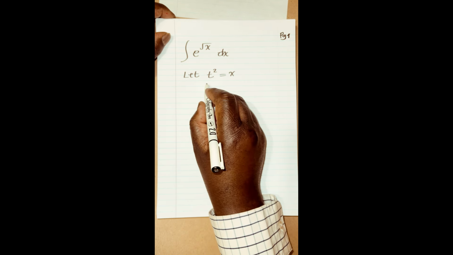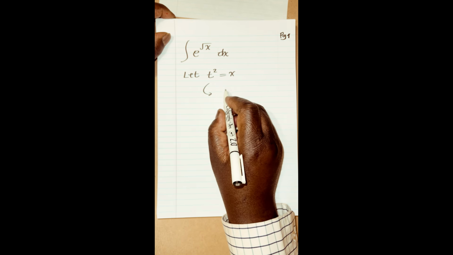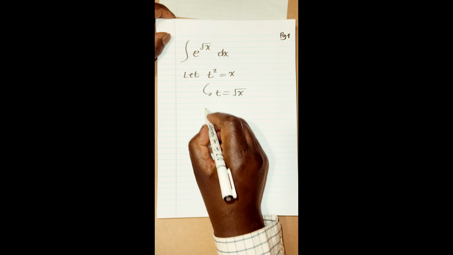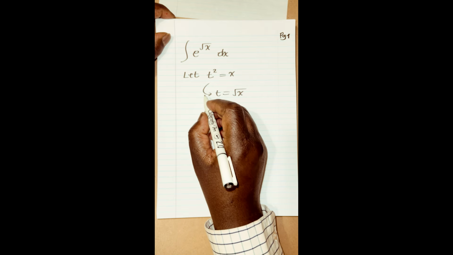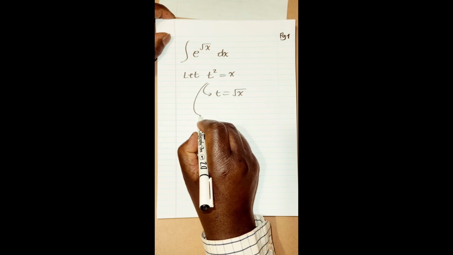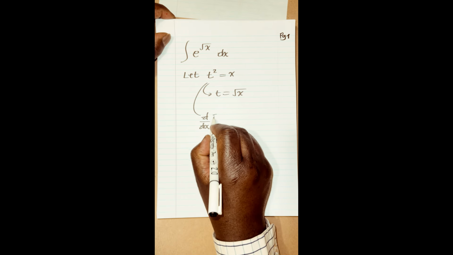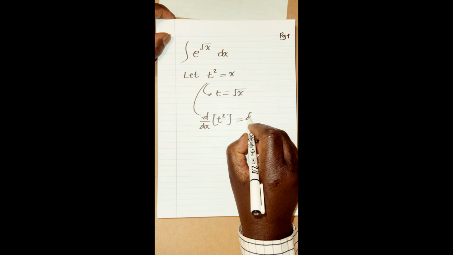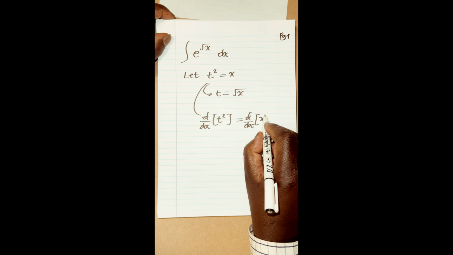The first equation is to solve for t. So solving for t, we take the positive square root on both sides. t will be equal to the positive square root of x. The second equation is to differentiate both sides with respect to x, and what we get is the derivative with respect to x of t squared must be equal to the derivative with respect to x of x.